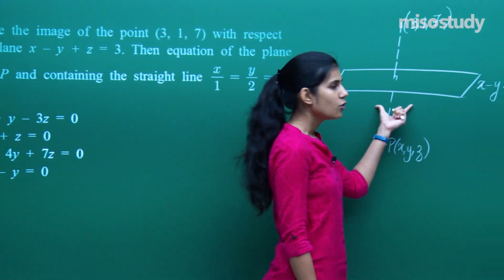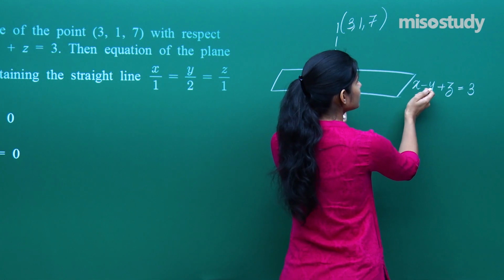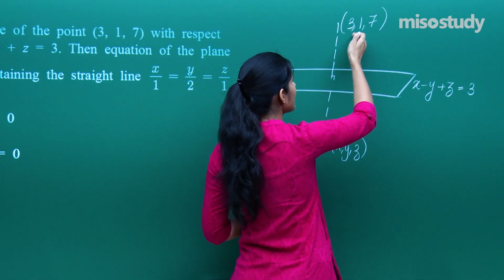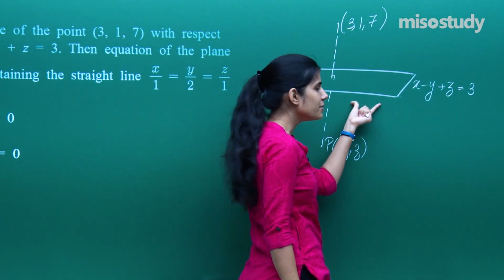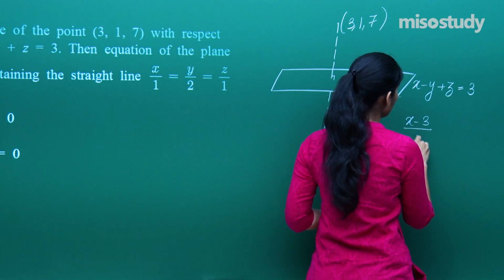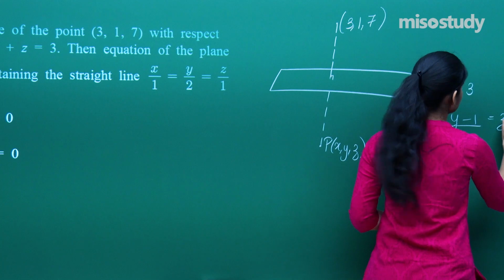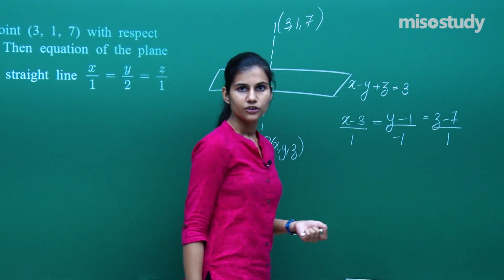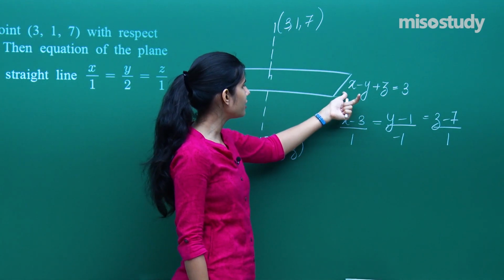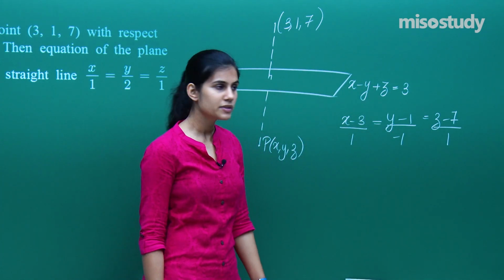Now what is the equation of the normal to this plane? It is i cap minus j cap plus k cap, right? I am talking about the straight line which is passing through this point and is normal to this particular plane. It is going to be very easy. It is (x minus 3)/1 equals (y minus 1)/(minus 1) equals (z minus 7)/1, right? So the line is passing through this point and is perpendicular to this plane. This is the equation of the straight line.